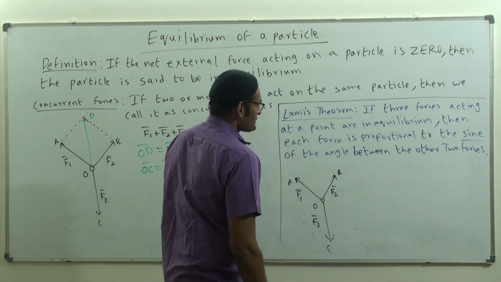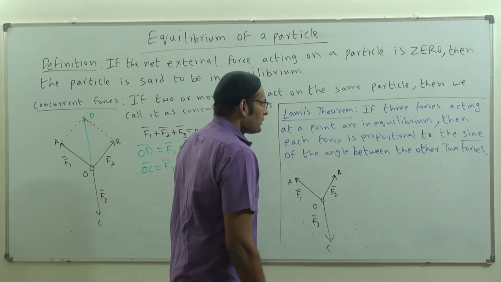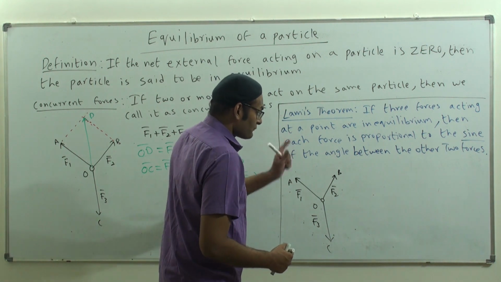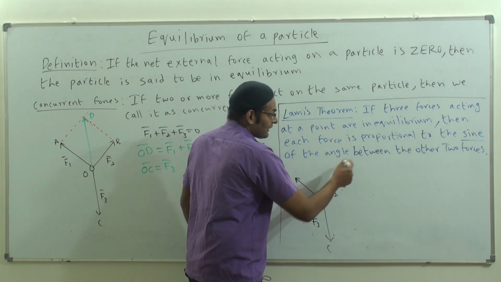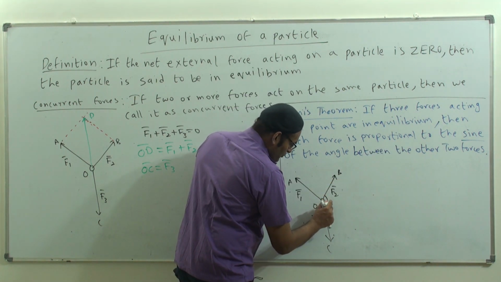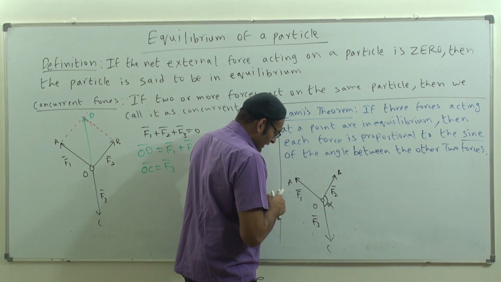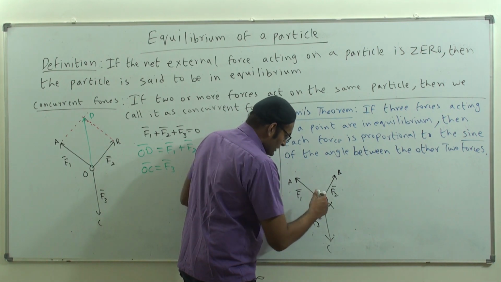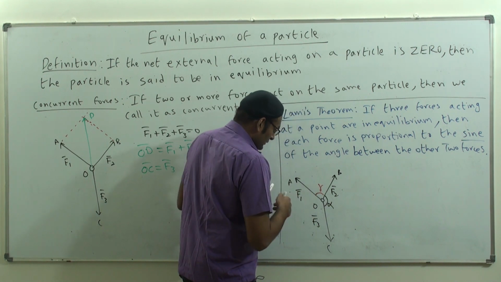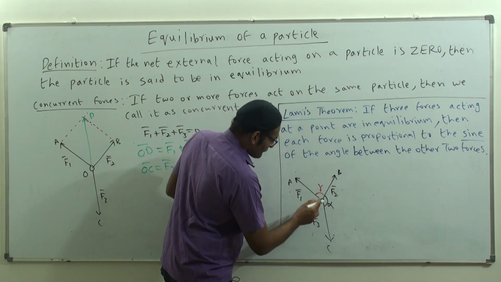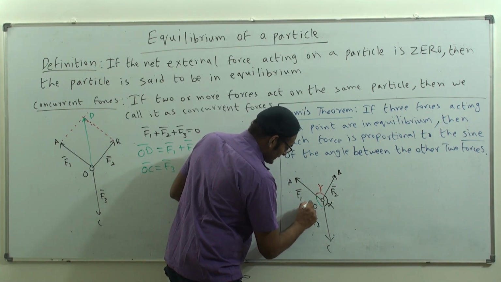What does Lami's theorem say? If three forces acting at a point are in equilibrium, so F1 plus F2 plus F3 is equal to 0, then each force is proportional. Each force means I should take the magnitude of the force. It is proportional to the sine of the angle between the two others. That is, F1 is proportional to the sine of the angle between the two forces F2 and F3. The same way, F3 is proportional to the sine of the angle between the other two forces. Let's take it as gamma. F2 is proportional to the sine of the angle between the other two forces. Let's take it as beta.